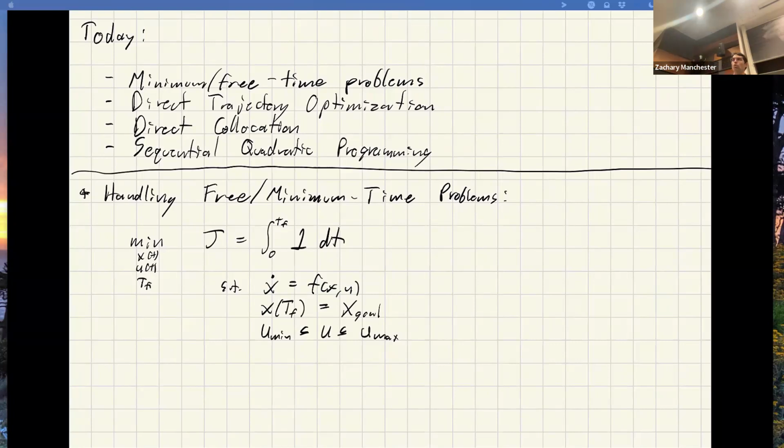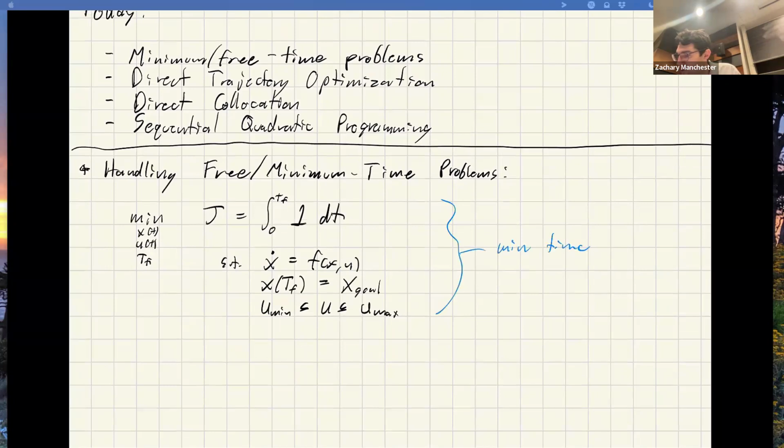So if you have a hard goal constraint, very often, if you have complicated dynamics and whatever, you're not going to know what the final time needs to be. So even in that situation, it's helpful to have the free time formulation. Okay, so this is min time, but there are other options. All right, so this is the theoretical continuous time version of this.